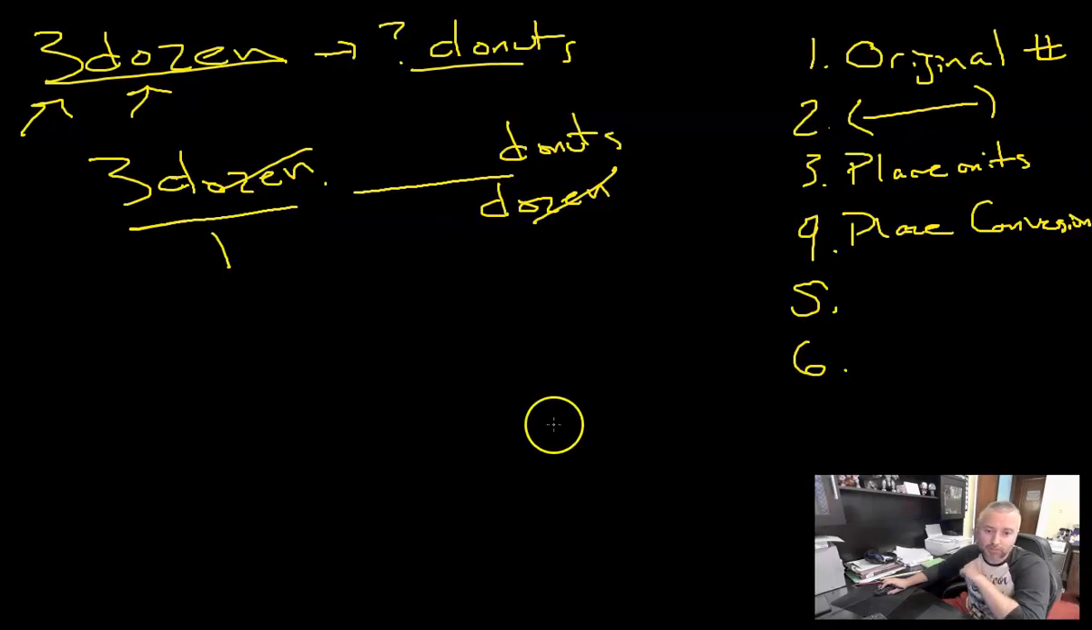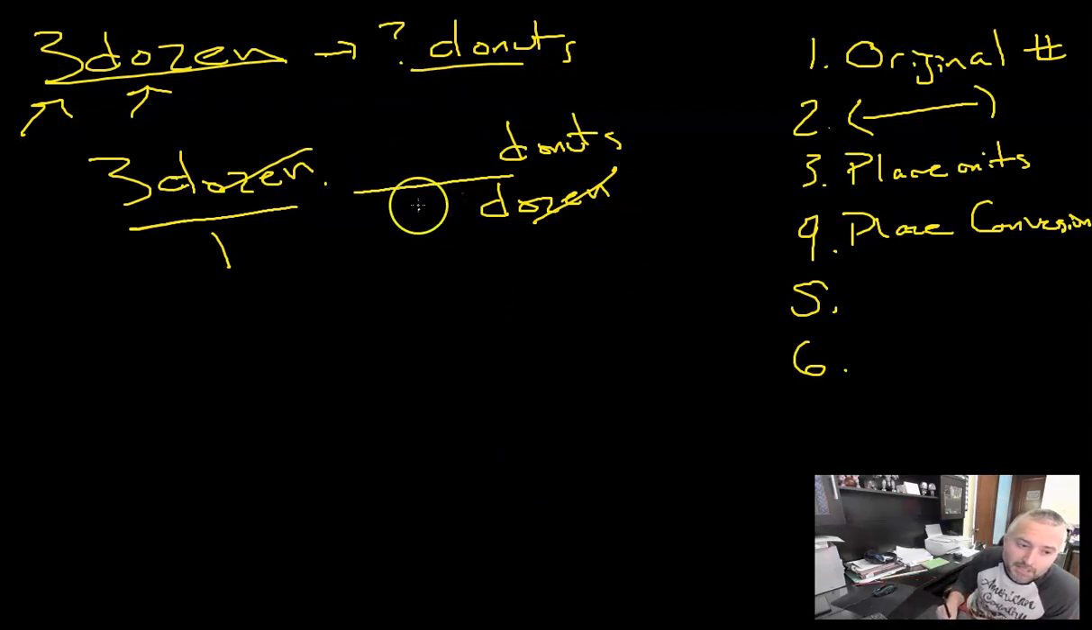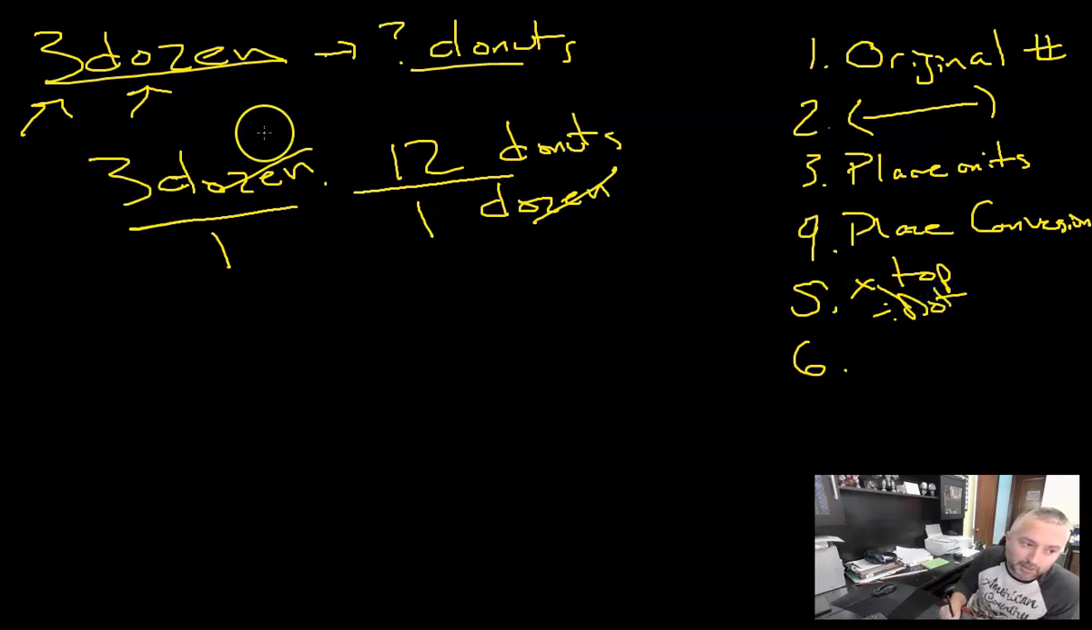Now, for our problem in question, I actually know what the conversion is, and so do you. Basically, it's what thing equals 1 in here. Now, I know that in 1 dozen, there are 12 donuts. There it is, place conversion. Next, multiply top and divide bottom. These are talking about the numbers. Okay, so if the numbers are on top, like 3 and 12, we're going to multiply those together, and we're going to divide by the bottom.